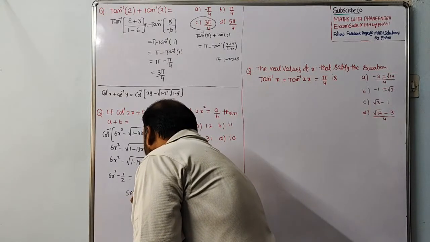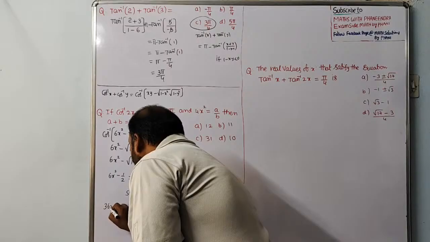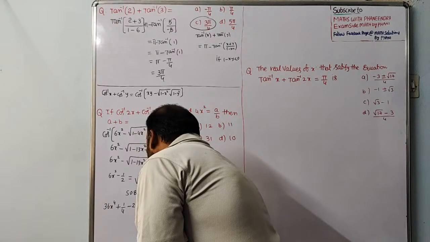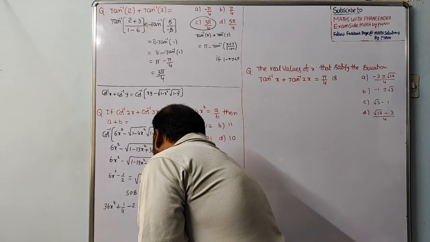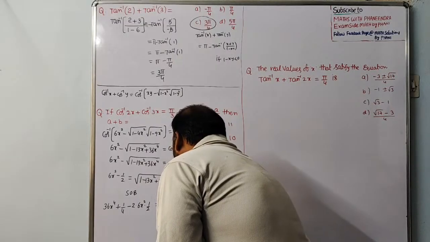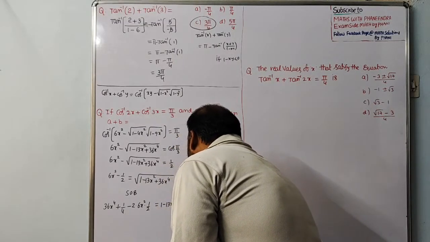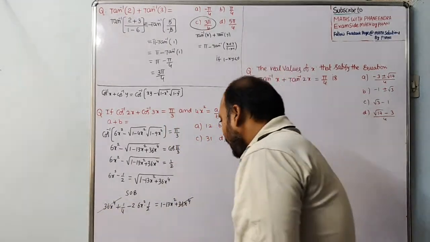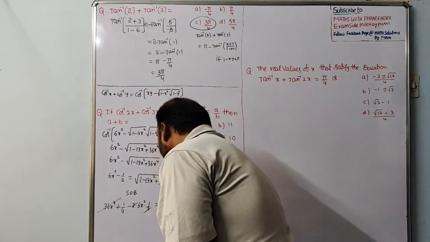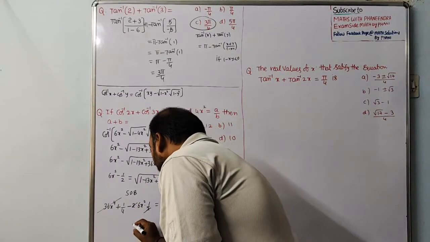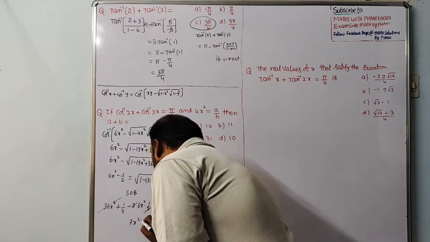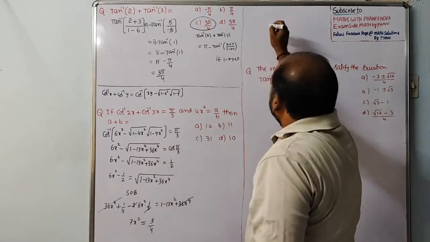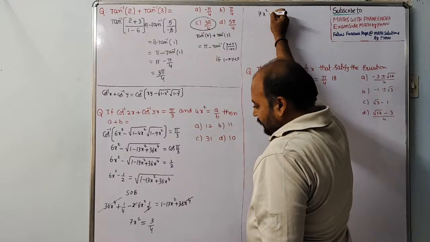Squaring on both sides, what will come here? 36x power 4 plus 1 by 4 minus 2 into 6x square into 1 by 2 is equal to 1 minus 13x square plus 36x power 4. On both sides 36x power 4 gets cancelled, and here the 2 gets cancelled. Minus 13x square, bring this side. So it will become 7x square is equal to 1 minus 1 by 4, which is 3 by 4. So 7x square is equal to 3 by 4.